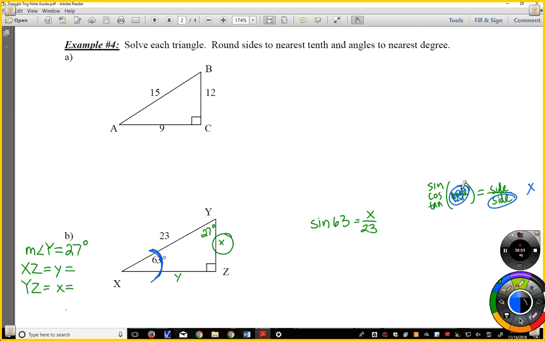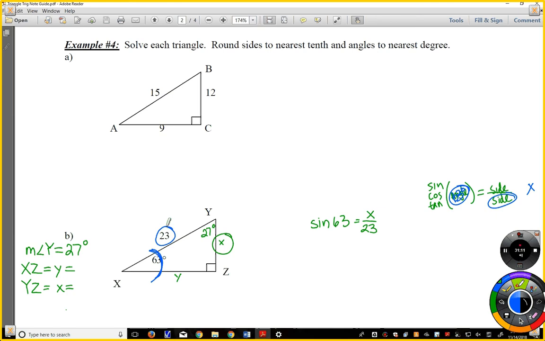Once I decide I'm going to use my 63-degree angle to help me find x, the only other side length here, which is what I would need to complete this, right? I have an angle. One of my sides is x, and I need another side. But I need it to be a number because I'm already using x in the equation. So I have to use 23.